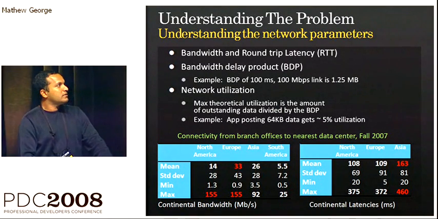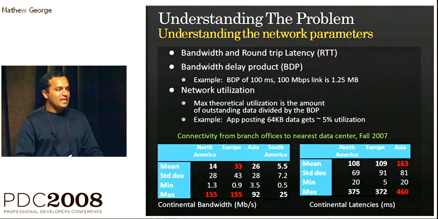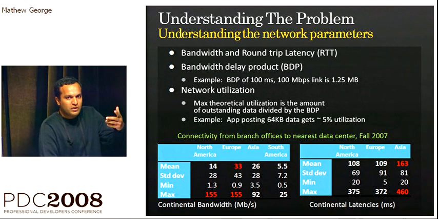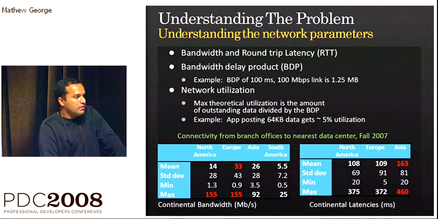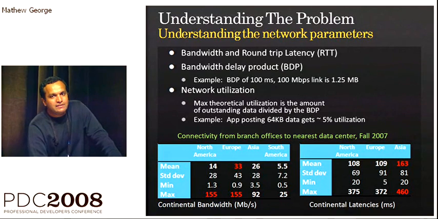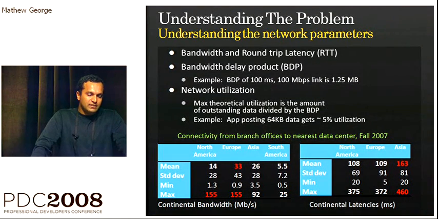Now let's try to look at the problem. We'll try to see a few aspects of the network first to understand why we have these problems. So the first thing I want to talk about is bandwidth or throughput of the network. It's fairly obvious. It's the amount of data you can transfer in a unit time. And then you have the round-trip latency. That's the time taken for a request to go from a client to a server, and then for the response to come back.